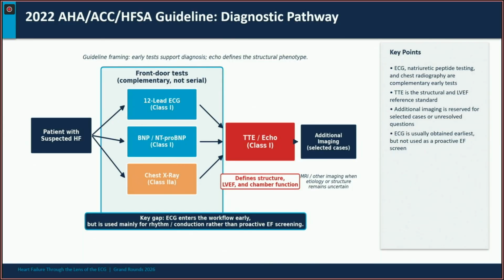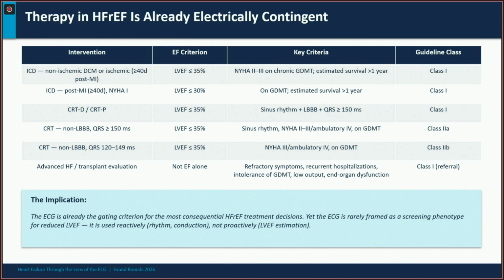So here is a basic diagnostic pathway for patients in whom you suspect heart failure. And here we see the EKGs are there, but the primary function of these EKGs is not to give you a characterization of whether somebody has systolic dysfunction or heart failure. It's primarily to see your rhythm or conduction. But we are using EKGs for these purposes, and at the same time, some of our therapies are already electrically contingent. So we know that heart failure is going to lead to some electrical remodeling, but we don't yet know how to use that information for an assessment of how your systolic dysfunction is doing.